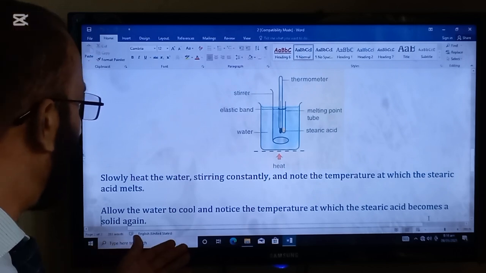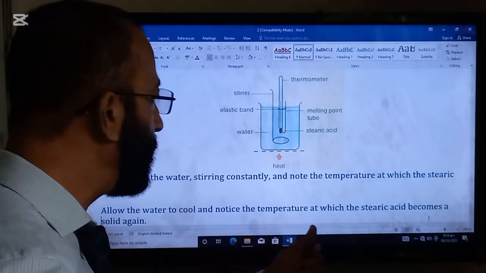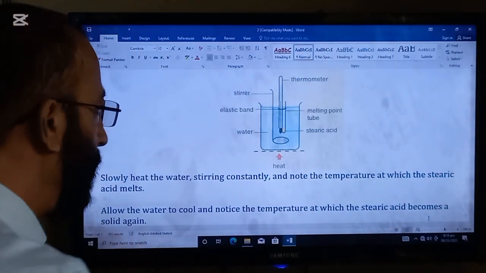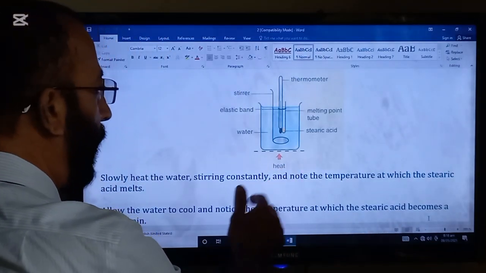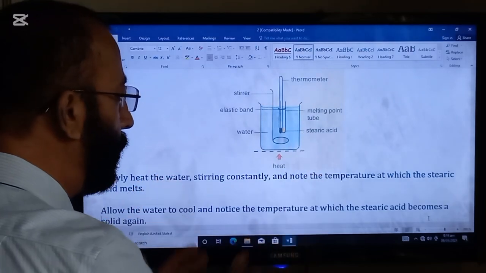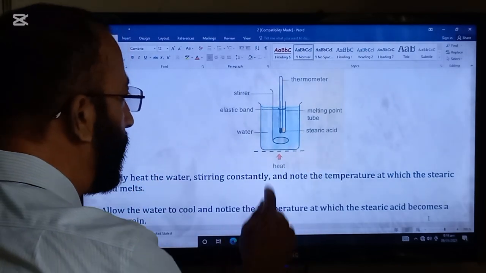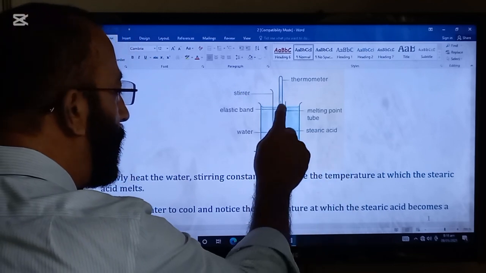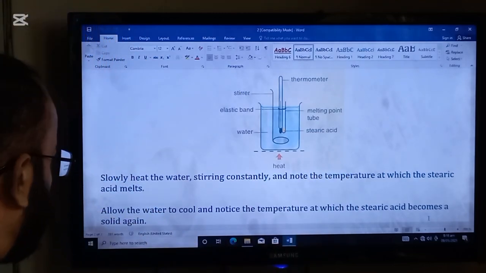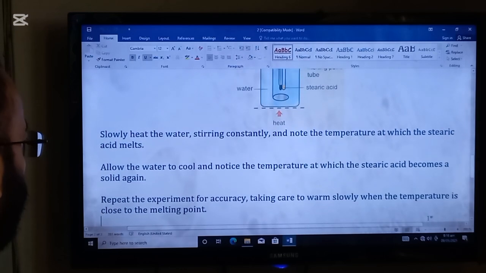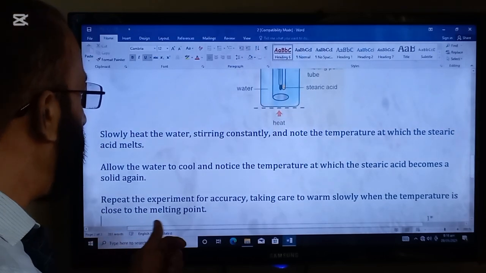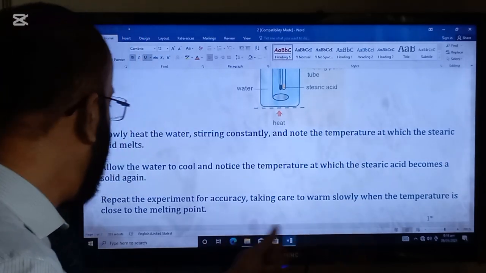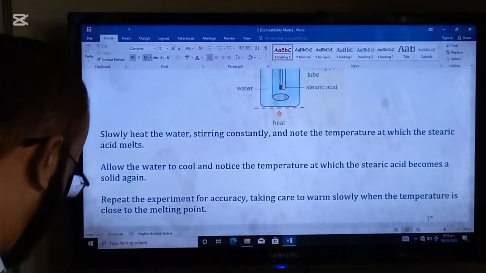Allow the water to cool and notice the temperature at which the stearic acid becomes a solid again. So, stop heating now. Allow the apparatus to cool, and when stearic acid starts solidifying, we will note the temperature from the thermometer. Repeat the experiment for accuracy, taking care to warm slowly when the temperature is close to the melting point.